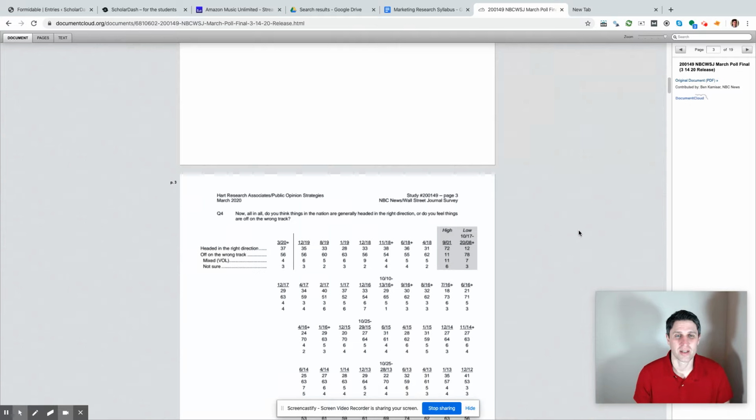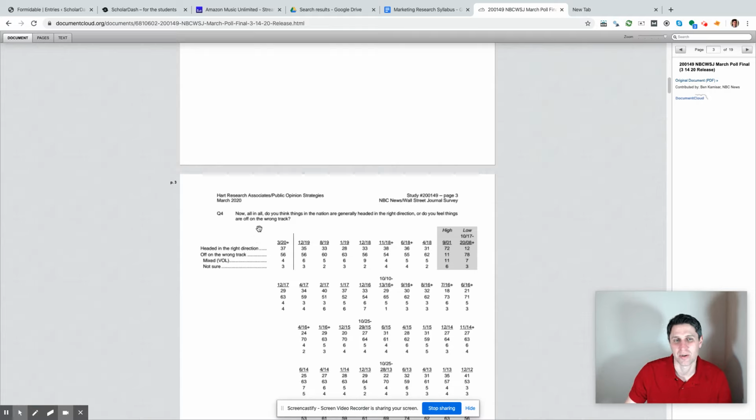Now, all in all, do you think things in the nation are generally headed in the right direction, or do you feel things are off on the wrong track? And so this is a question about checking the overall political climate. When people feel like things are on the wrong track, they want change, right? They want a new political party, new leader. So that's why this question's asked.